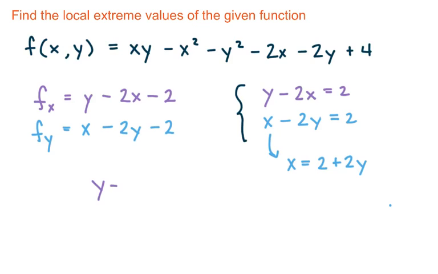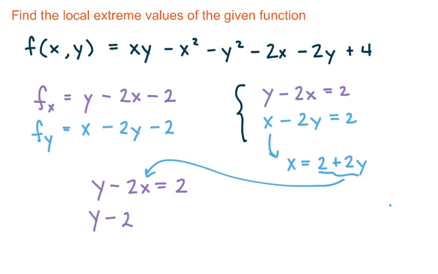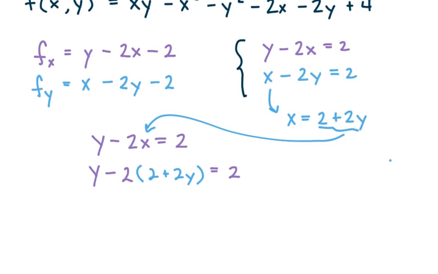Then taking that top equation, y minus 2x equals 2, I can plug that in for x. So y minus 2 times 2 plus 2y equals 2. Y minus 4y equals 2. I've got negative 3y, add that 4, gives me 6. And we determine that y is negative 2.